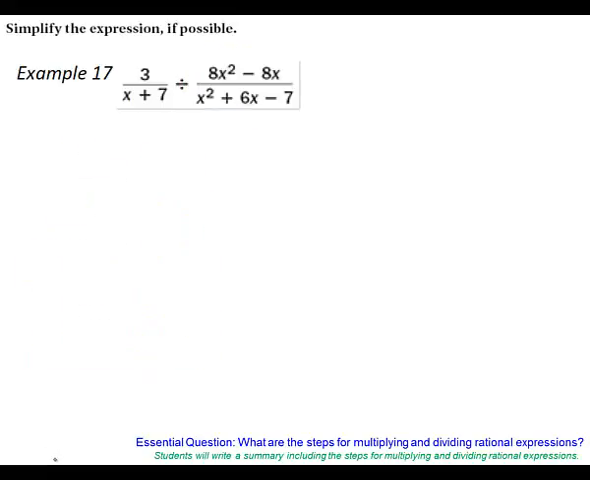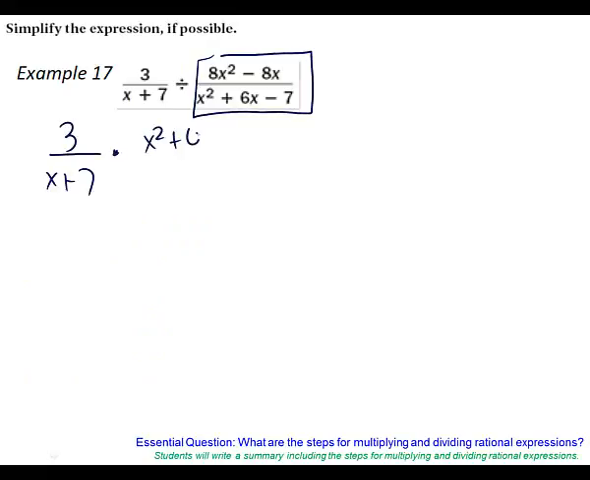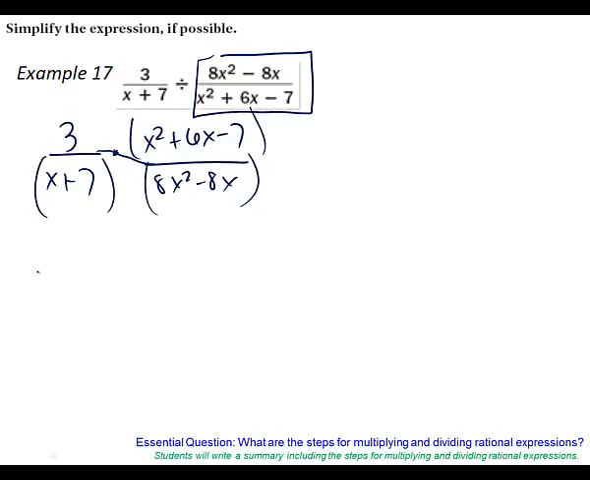Okay, let's look at 17. 17's uglier. What do we have to do with this second one? Flip it and switch it to what operation? Multiply. All right, so we've got x squared plus 6x minus 7 over 8x squared minus 8x. It is no different now than what we did yesterday. We could connect it and put the parentheses around it. It's basically the same lesson 2 days in a row.